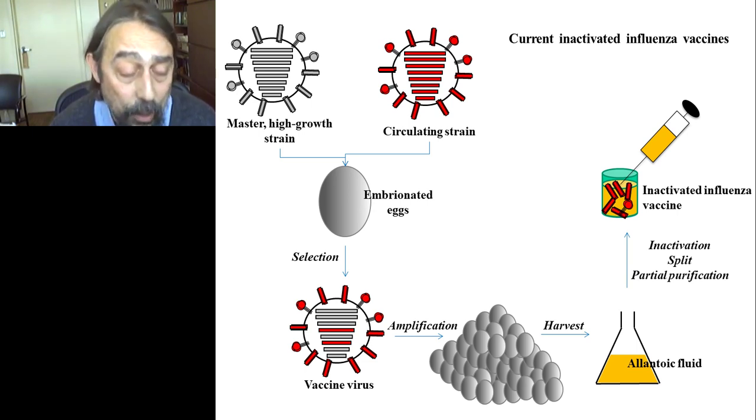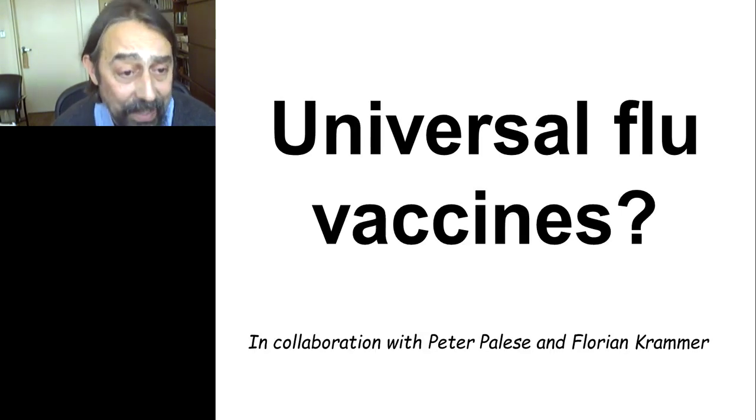And again, if a new pandemic virus appears, you need to go through all this process again, and because of that, you don't have the time to fight the virus during the first wave with a vaccine. So the question is, can we develop a better vaccine, a vaccine that will be able to prevent infection with any influenza virus? This is a strategy that we are now trying to explore in collaboration with Peter Palese and Florian Krammer, two investigators also here at Mount Sinai.